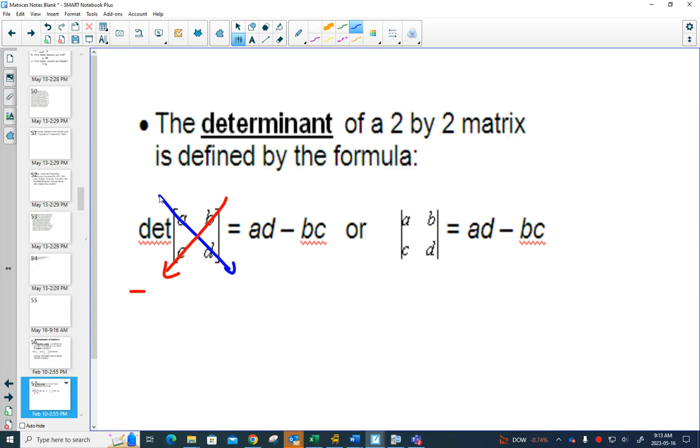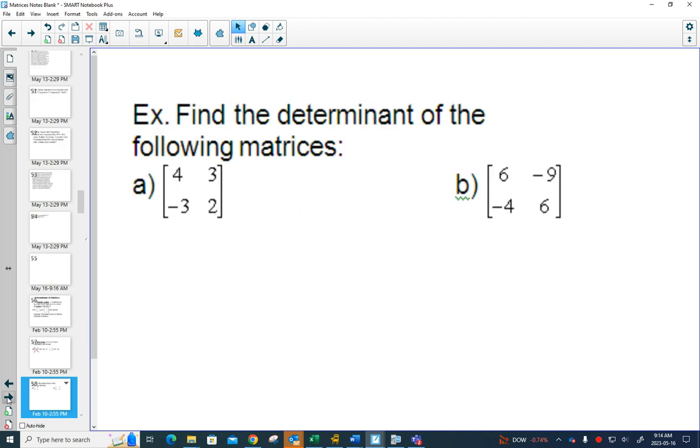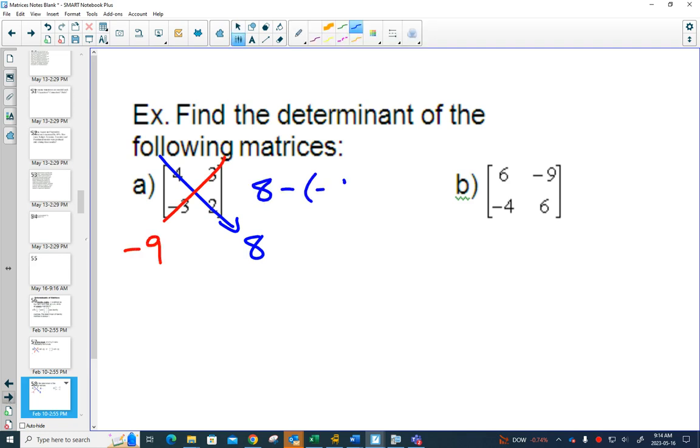And there are two ways that you can write determinants. You can either use DET in front of them, which is sort of what your calculator does, or you can use absolute value bars around a matrix, which is asking you to find a determinant. So if I'm asked to find a determinant, I think of this one, I get 8. I think of this one, I get -9. And then I would take 8 minus the -9, which gives me a determinant of 17.